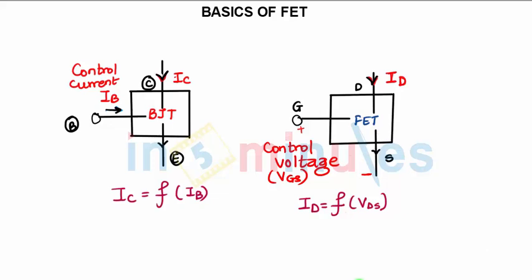Now we are done with the BJT. To start with the FET, we'll first deal with what we have done for the basics of BJT. BJT is how many terminal device? 3 terminal: base, collector and emitter.